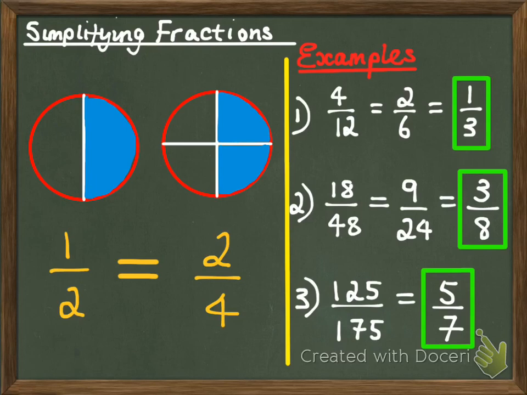So simplifying fractions, quite easy to do. All you want to ask yourself is, anytime I see a fraction, can I think of a number which goes perfectly into the top one and into the bottom one? If I can, I can simplify it. When do I stop? Well, that's when I can't think of a number which goes perfectly into the top one and into the bottom one.